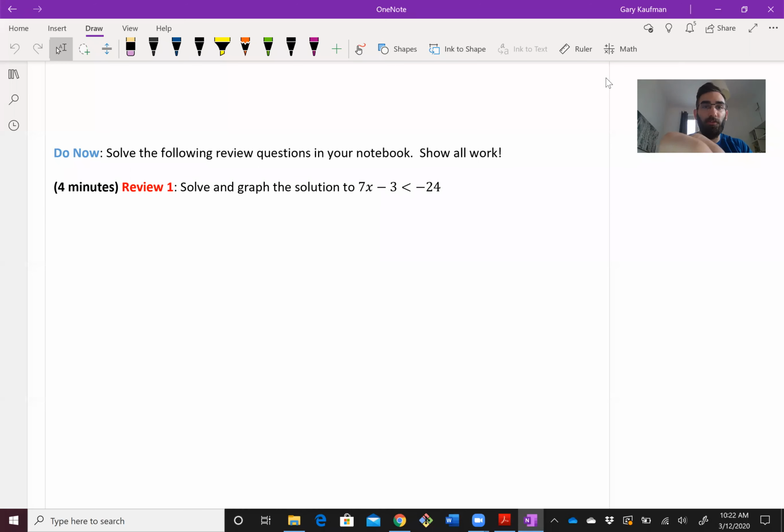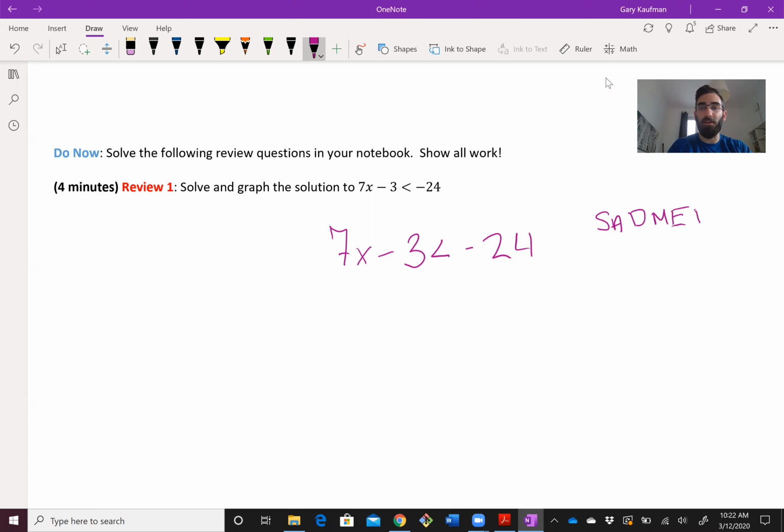Okay, so for this one, I'm going to be a little more detailed. I'm not just going to show the work, I'm going to actually go through the explanation as well. Since I'm trying to isolate a variable, I think about my acronym, SADMAP. I always group the subtraction, addition, division, multiplication. Now, feel free to write a line down the middle again. I start by adding 3 to both sides. I get 7x is less than negative 21.